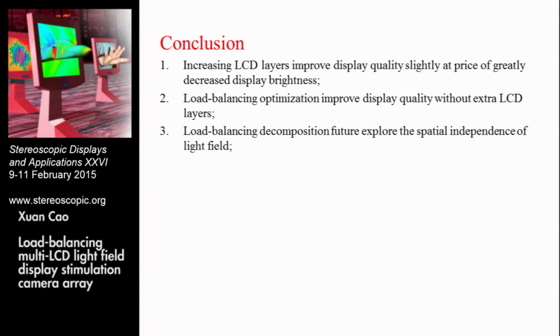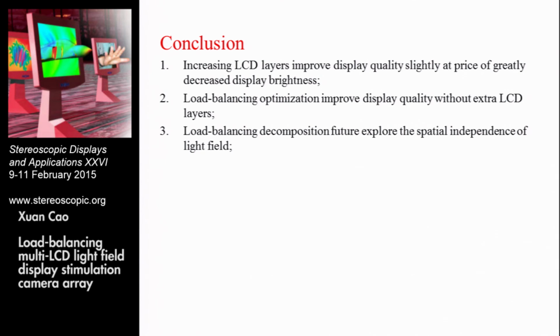According to the above discussion, we can conclude that the strategy of increasing LCD layers improves display quality slightly, but at the price of greatly decreased display brightness. Our load balancing optimization improves display quality without extra LCD layers. So the display brightness keeps a high level in the indoor lighting environment.